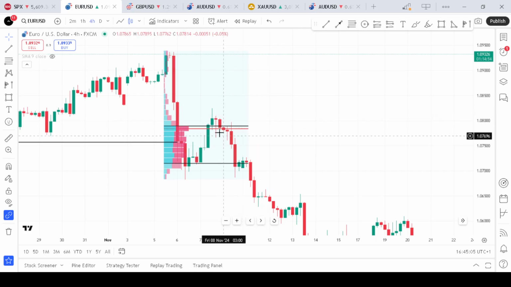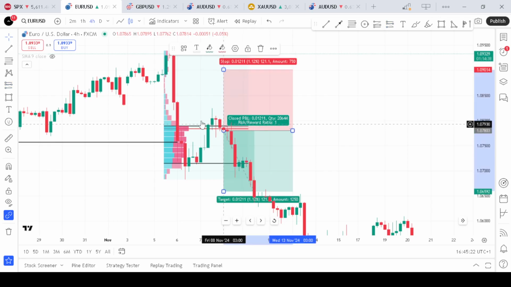So you can basically enter your sell when price gets to the high value area, this high volume node, this high volume area. This is where you can probably enter your sell trade. When price breaks above and breaks back in, you can enter your trade in this position.